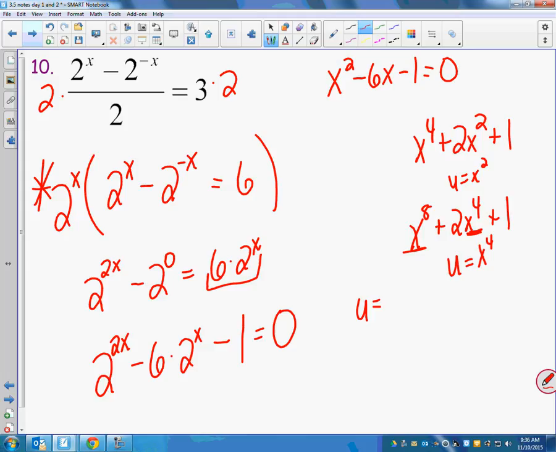So what would my u be in this? Not just x, because if I just put an x, then I'd have 2 to the u. That's what doesn't help me, right? So can this whole thing be my u? I'm going to make u 2 to the x, because the 6 is just the coefficient. Watch me when I replace it, I promise.